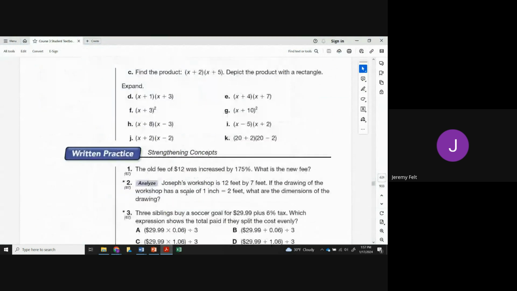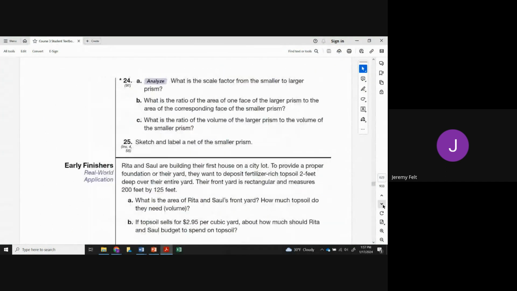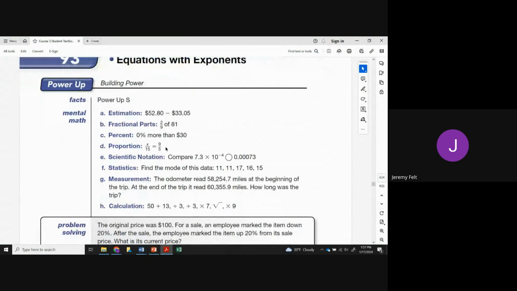And then we'll look at these. I know there's a lot there, so if you want to practice with a few of them, that's fine, but we will do that when we return to class.